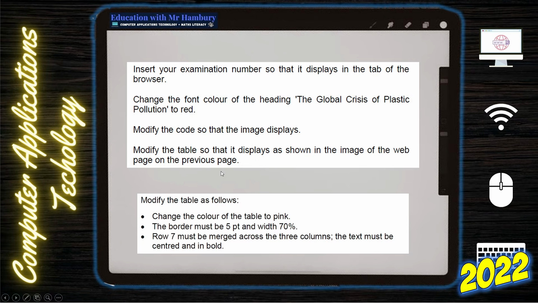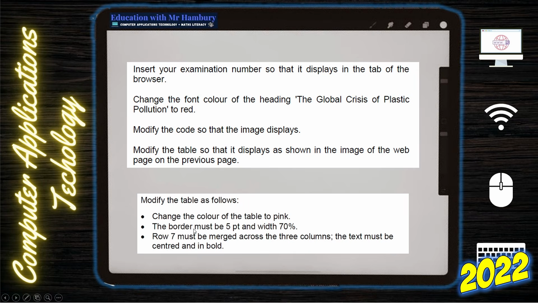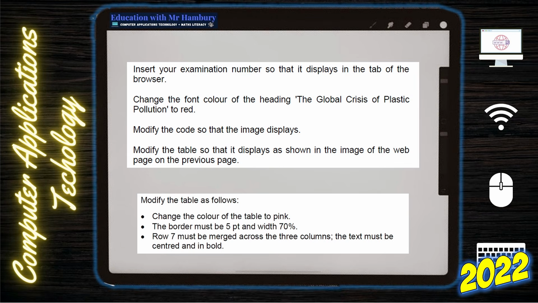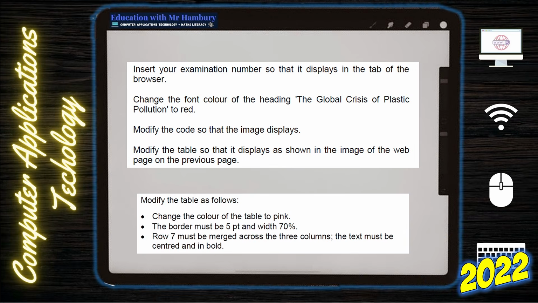Okay, modify the table as follows. Change the color, again that, and the border you'll do over there, the color you'll do over there. Row 7 must be merged across 3 columns. That will be your colspan for that particular row. So with that row, you're going to put in your colspan tag to get that row to actually move over 3 columns. Right, and really that's basically it for HTML. If you can do those things, grade 12s, then you're fine.